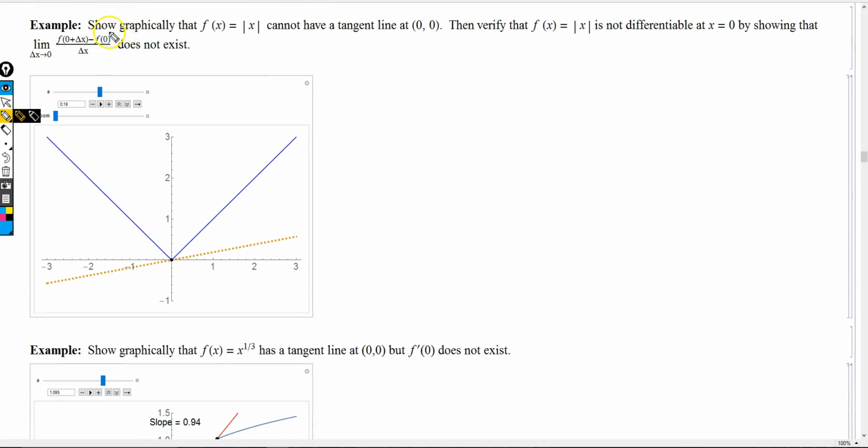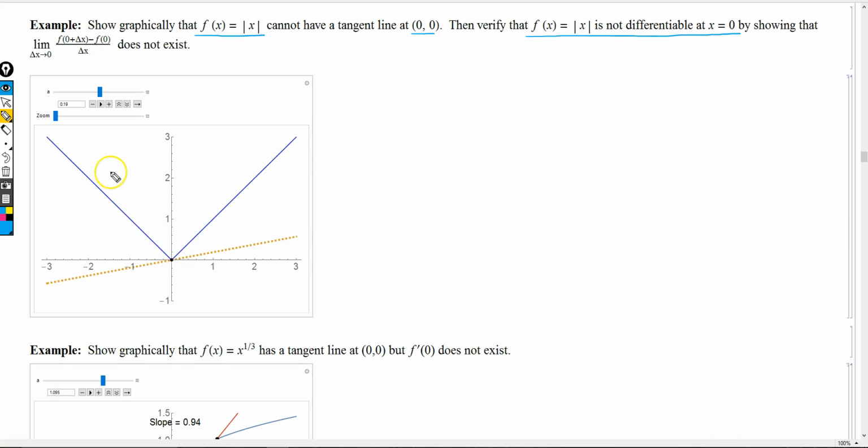So in this example, we want to show graphically that the function f of x equals the absolute value of x cannot have a tangent line at (0, 0). And so if it doesn't have a tangent line, then it can't have a derivative at 0, because the derivative is supposed to be the slope of the tangent line. So if there's no tangent line, we can't have a slope. So the derivative can't exist. So we'll look at that graphically, and then we're going to verify that analytically, that f of x equals the absolute value of x cannot be differentiable at 0.